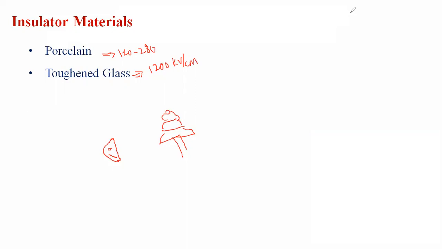The next one is steatite material. This material consists of magnesium oxide plus silica. Here the tensile strength is good, and it can withstand high temperature levels. But compared to porcelain and toughened glass, the mechanical strength is somewhat less. This is the drawback of steatite material.